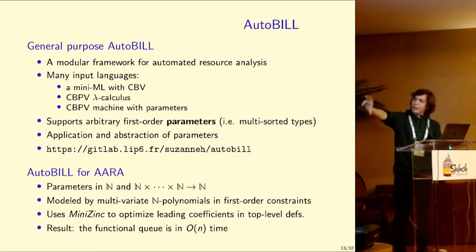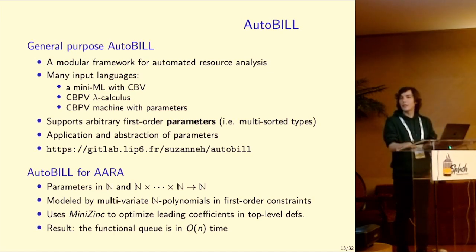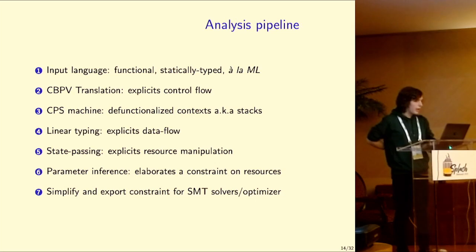And in that setting, we can reduce the constraints to some algebraic problem that we can solve using the MiniZinc solver suite, which gives a pretty user-friendly interface to solvers and optimizers. And so we can recover the simple results we have for the functional queue. So how does this work?